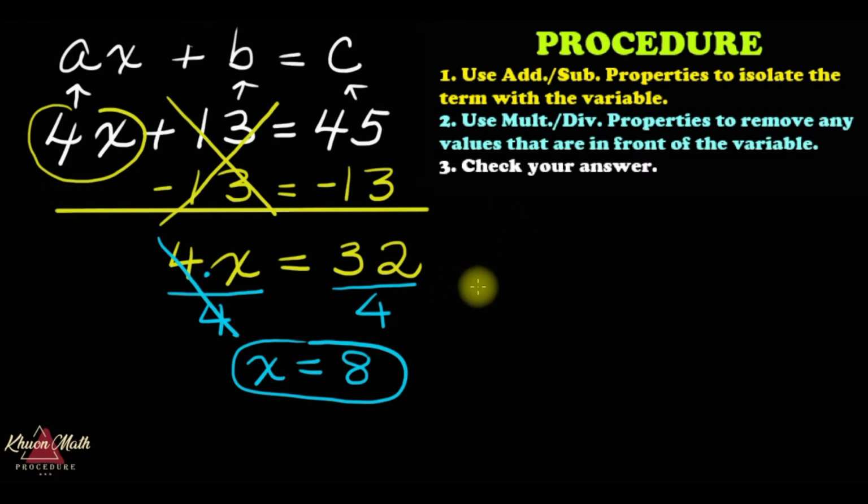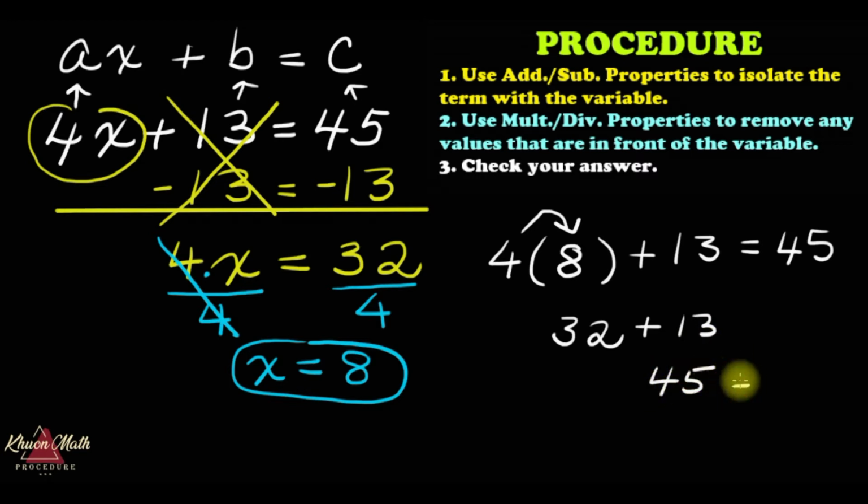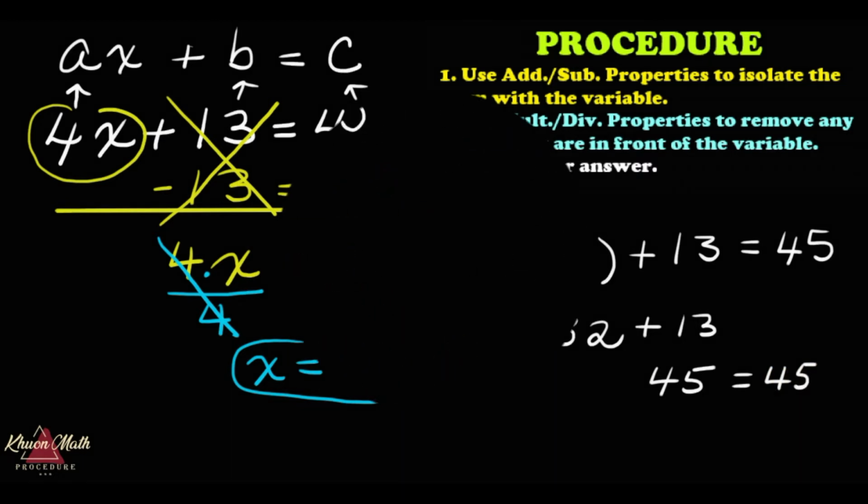So to check it, you would want to plug the 8 back into the original equation for x. So the original, I have 4x plus 13. So if that comes out to 45 when you plug the x in, then you know your answer is right. So what's x? Well, x is 8. So 4 times 8 is 32. And then plus 13 give you 45. So therefore, 45 equals to 45. Therefore, you know your answer is right.